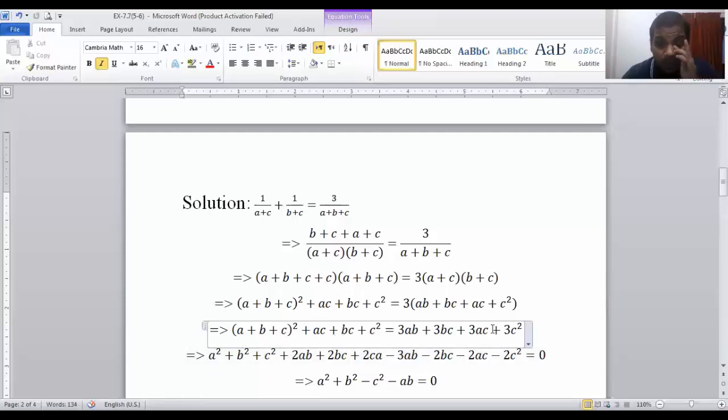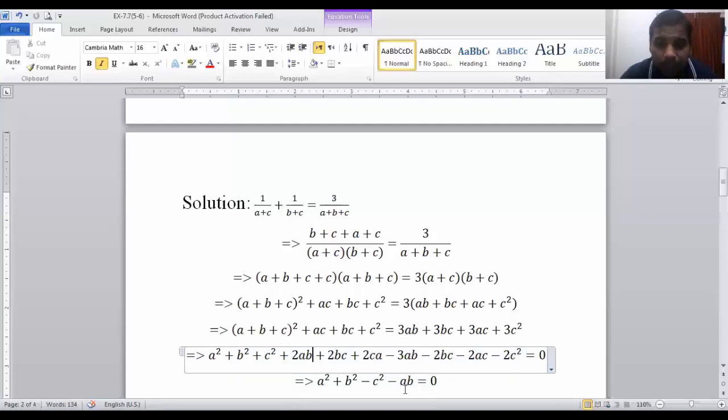AC minus 3AC, it becomes minus 2AC. Then BC minus 3BC, it becomes minus 2BC. And C square minus 3C square, it becomes minus 2C square. Again, in this line, there are 2AB plus 2AB, and it is minus 3AB. So 2AB minus 3AB, it becomes minus AB. And a square plus b square, c square minus 2c square becomes minus c square.